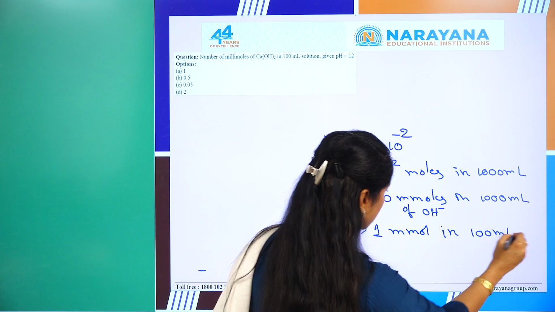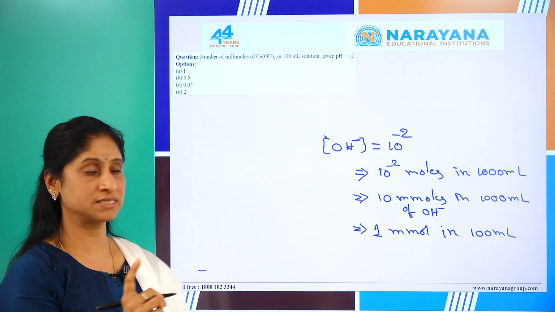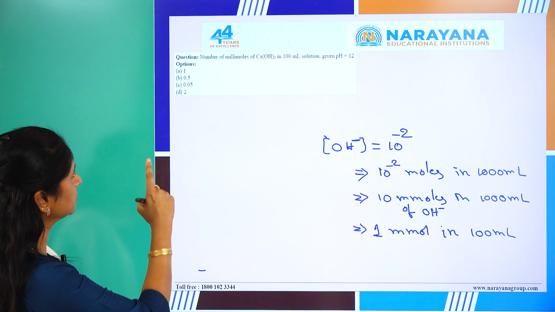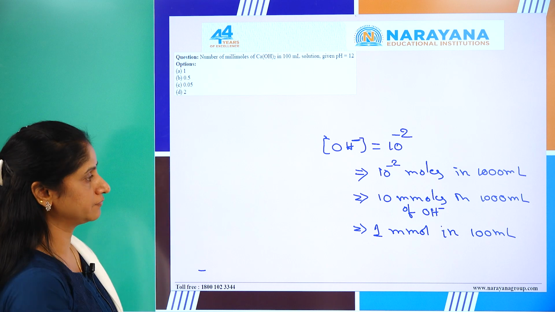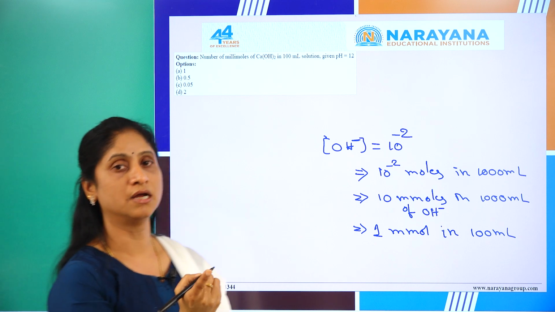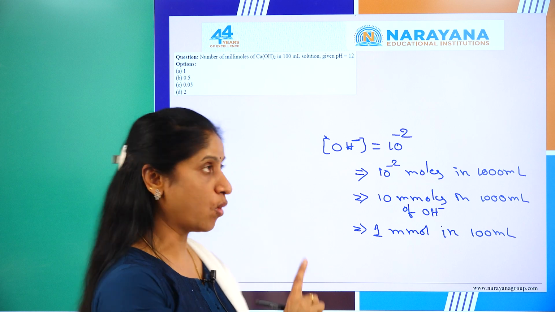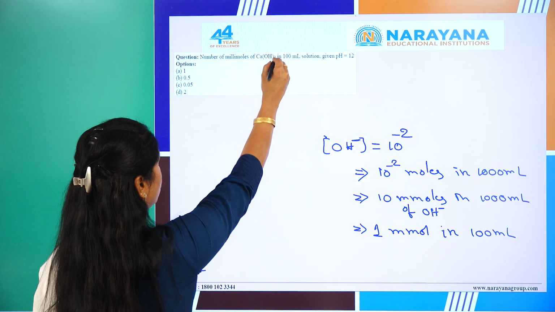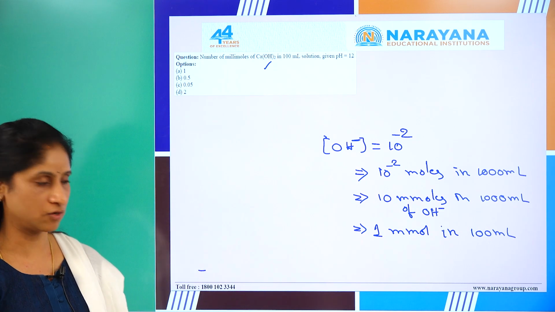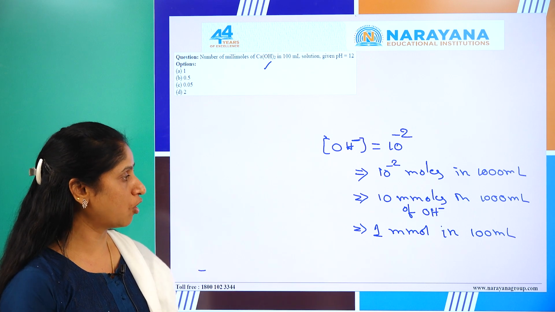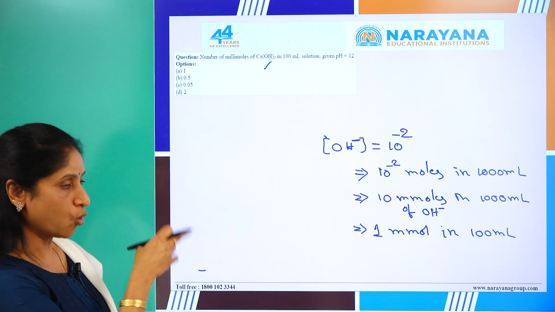But observe again, don't be quick in response. Is your answer between 1 or 0.5? They are asking about calcium hydroxide, not directly OH minus. 1 mole of calcium hydroxide will give you 2 moles of OH minus ions. I got 1 millimole of OH minus.